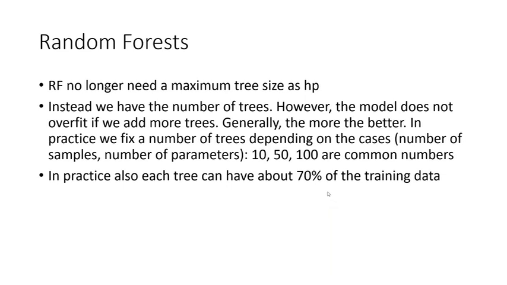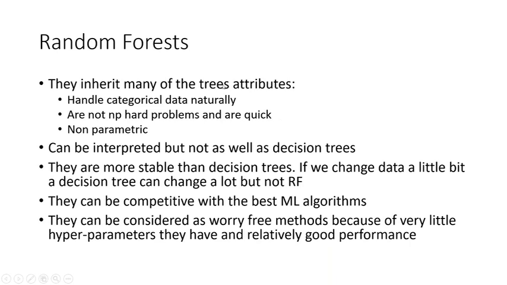So just to have a quick look again, they inherit many of the tree's attributes. They handle categorical data naturally, as you saw in the Bachmann example, where it's not numbers, they're categorical data. They are not NP-hard problems, which means they are quick. They are non-parametric, which means they don't have an assumption, like linear regression has an assumption that data are going to follow a linear representation. But random forests are able to generalize across multiple data sets that are not linear.